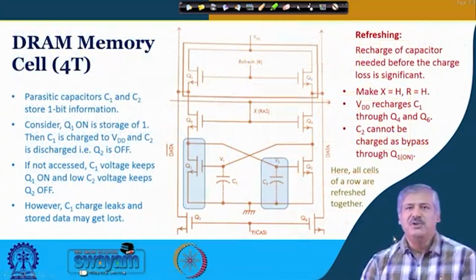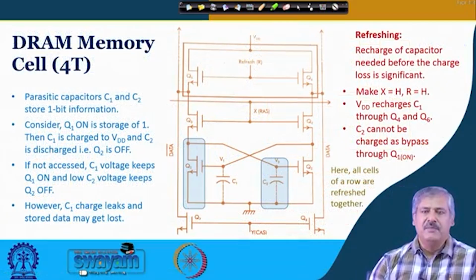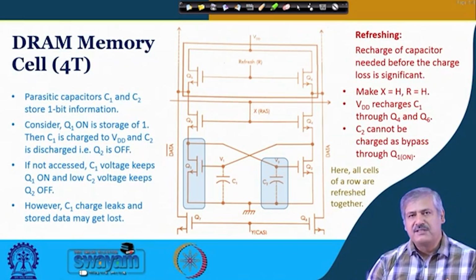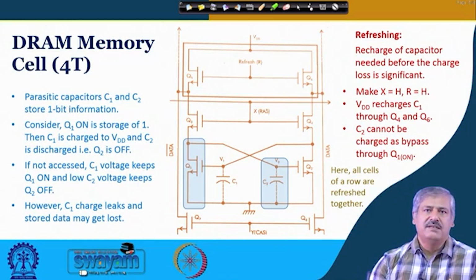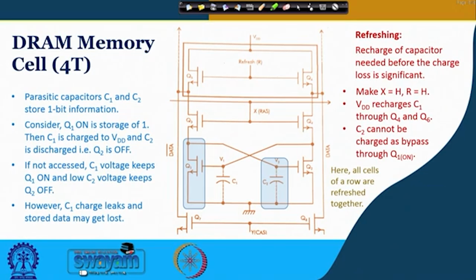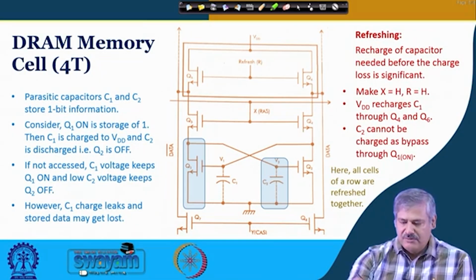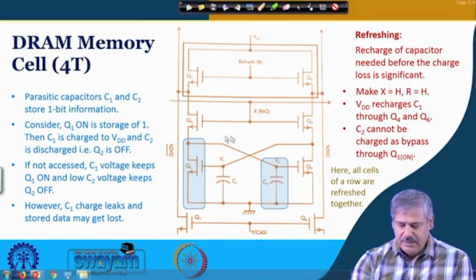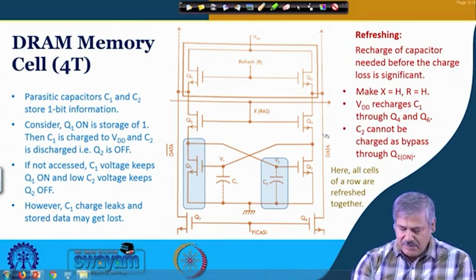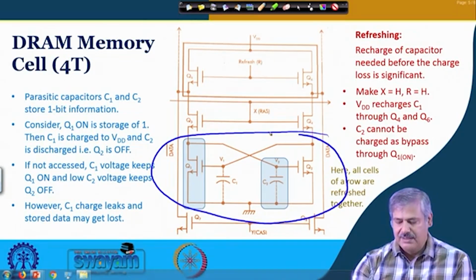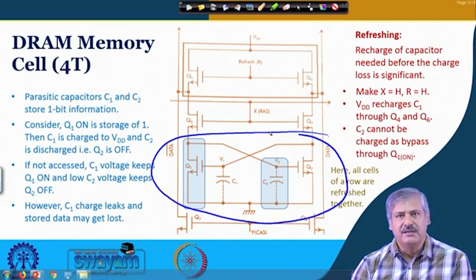Clear? Now, we look at one DRAM memory cell which is 4 transistor based. It is somewhat similar to what we had seen in case of the 6 transistor MOS based SRAM cell in the last class. There are some differences that we shall also tell. First of all, this is the basic memory cell, whatever you see over here.